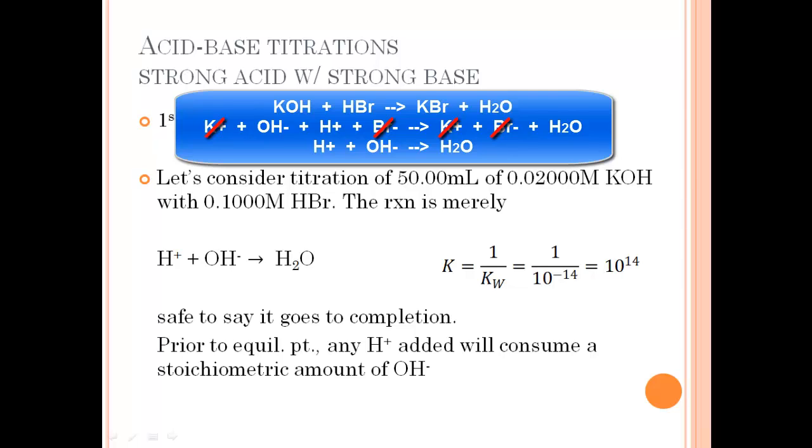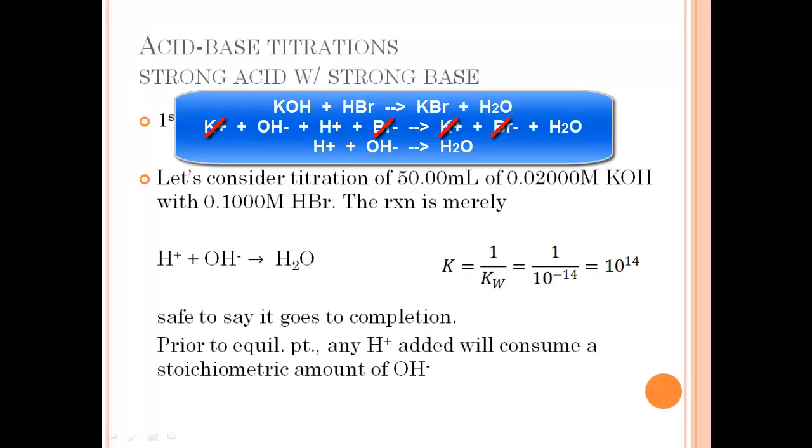And if you were to take the equilibrium constant of that reaction, you would see that it's a value of 10 to the 14th. Because remember, in the equilibrium expression, we don't include pure water, so that's why there's a 1 right here. And H+ times OH- is Kw. So 1 over 10 to the negative 14th is equal to 10 to the 14th. Since that equilibrium constant value is so large, we're pretty safe in saying that it goes to completion. And this goes for every reaction that you have with a strong acid and a strong base. It's going to go to completion.